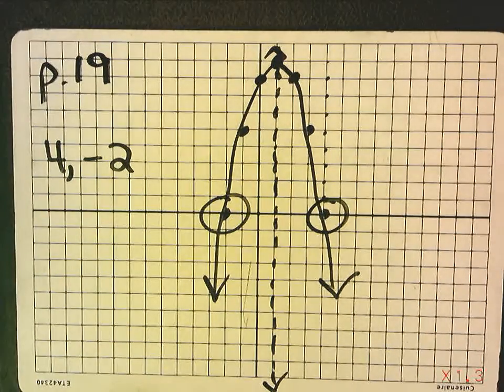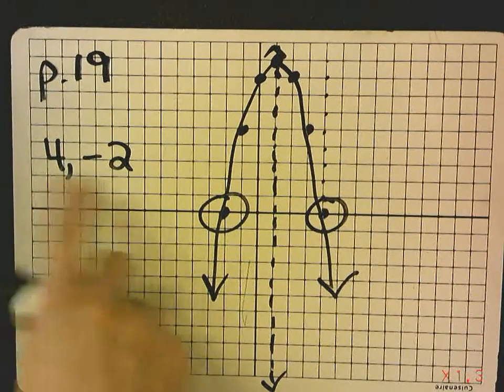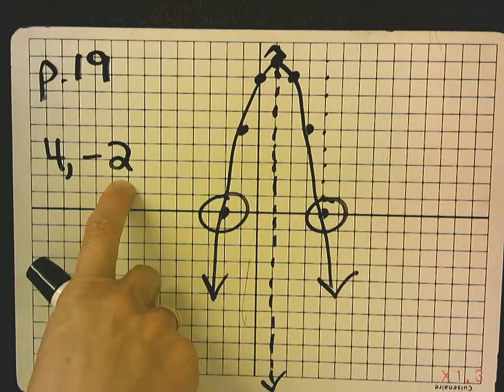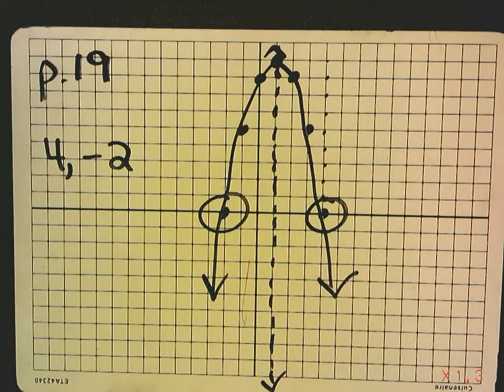So the solution to the related equation is 4 and negative 2, because an equation that is set equal to 0, that means y equals 0. So when you're finding the solution, you're really finding the x-intercepts. So the x-intercepts are the same as the solution to the equation.